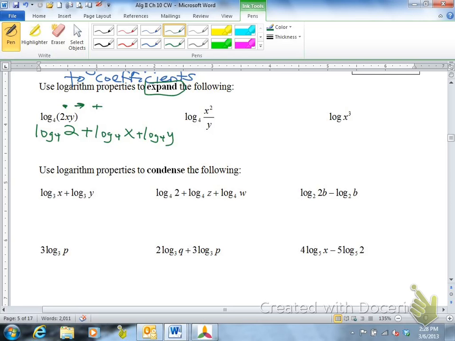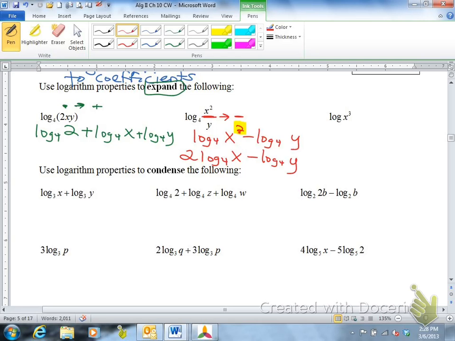And we don't really do anything after that. That's just getting used to using properties. The next one would be log base 4 of x squared over y. So notice the division is going to become subtraction, which they kind of look the same, which is nice. The division bar looks like a minus sign, so that changes. We can actually use the power property with the exponent right here. So we can move that exponent out in front to be a coefficient, 2 log base 4 of x minus log base 4 of y. And that's your expanded answer.